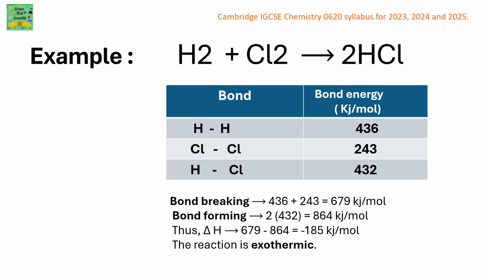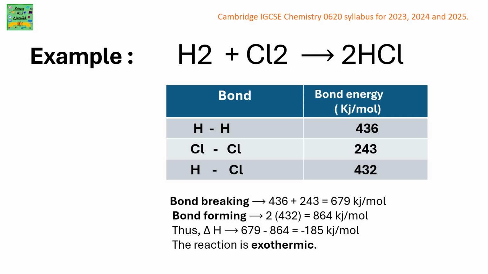Now you need to find out the energy that's required to break the bond, that's bond breaking energy. You just simply have to add the bond energies of each bond. So on the reactant side, as you can see, both the molecules are separate. You can just add 436 and 243 kilojoule per mole to get the bond breaking value. That's 679 kilojoule per mole.